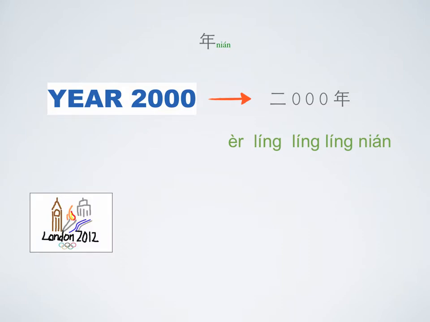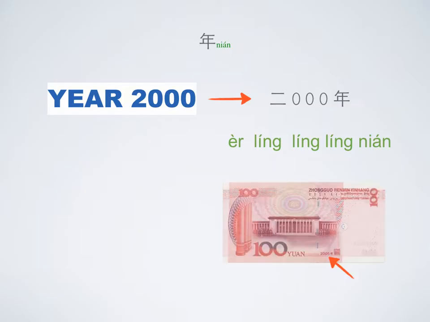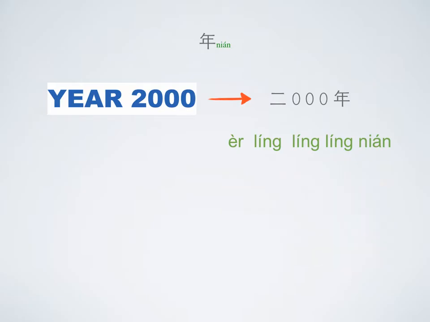The London Olympics is this year, 2012. Now, you don't have to say 2012. What you need to say is say the numbers one by one. You say 2012年, okay? Look at the year on the Chinese RMB. Look at the arrow pointing. Year 2005. Okay, this note was obviously produced in year 2005. We say 2005年. Look at the coins.